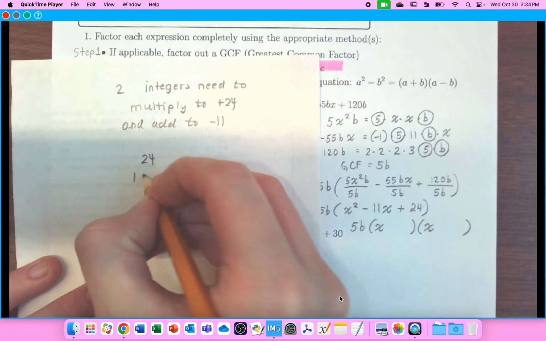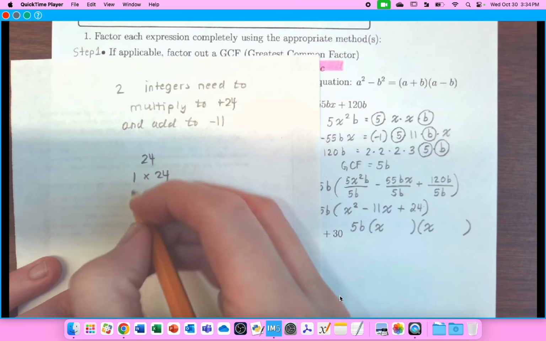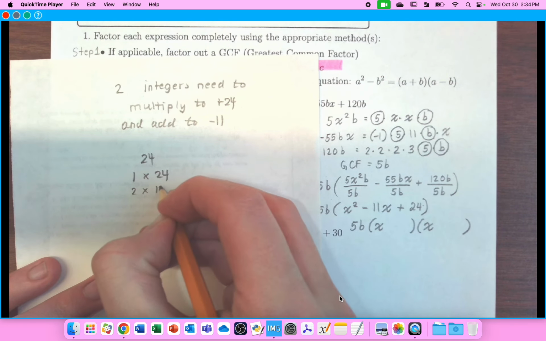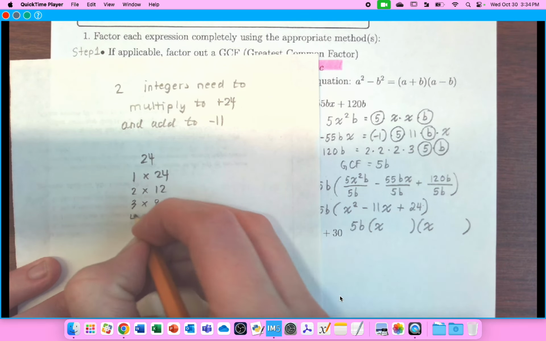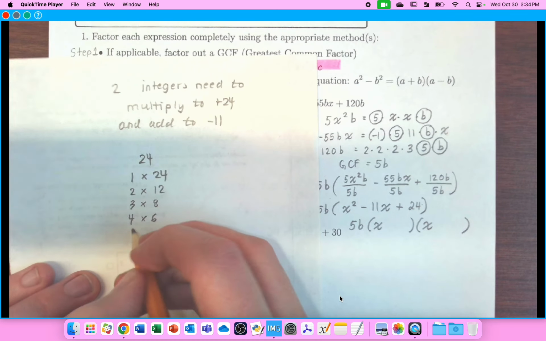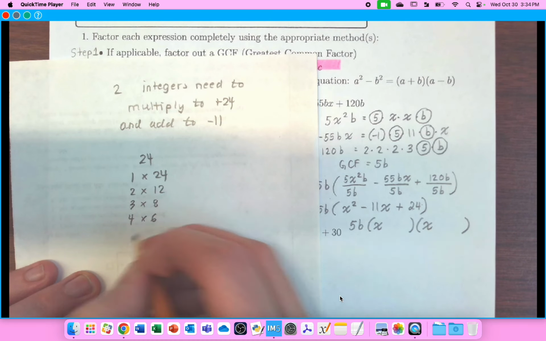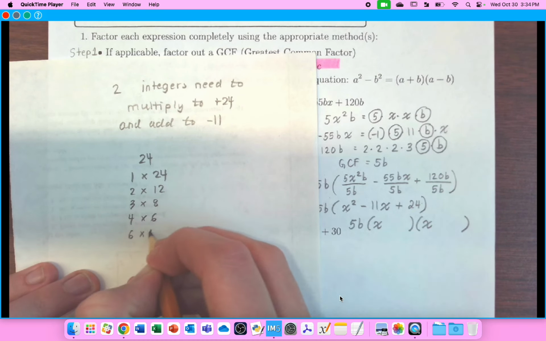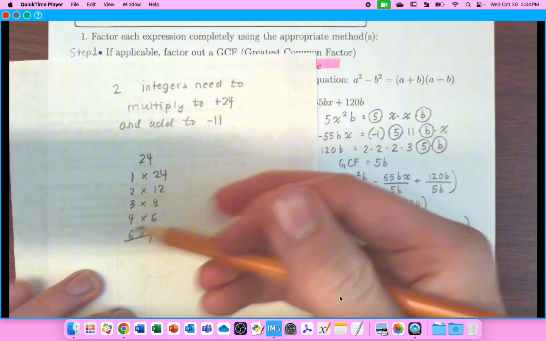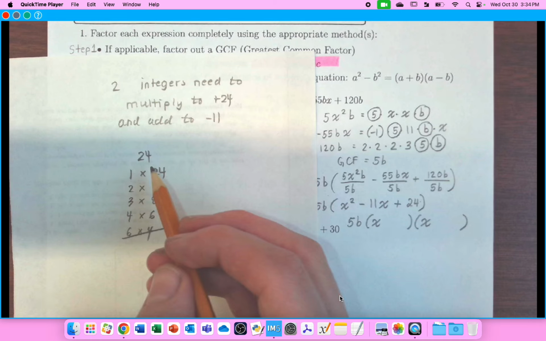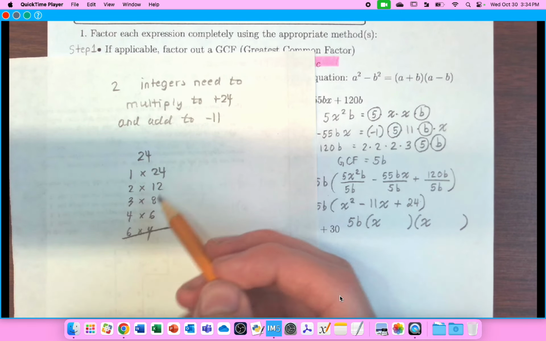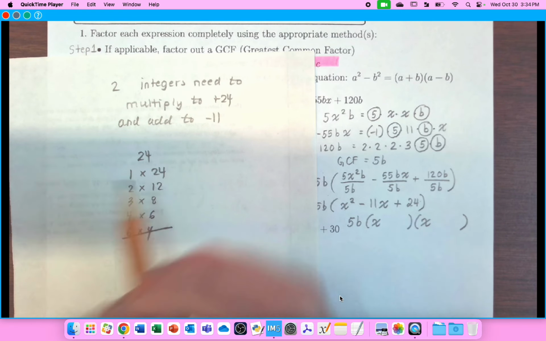24 can be 1 times 24, 2 times 12, 3 times 8, 4 times 6, 5 times nothing. I don't need to say 6 times 4 because then I'd be repeating myself. So basically, you don't have to list these out every time. I'm just trying to really illustrate.